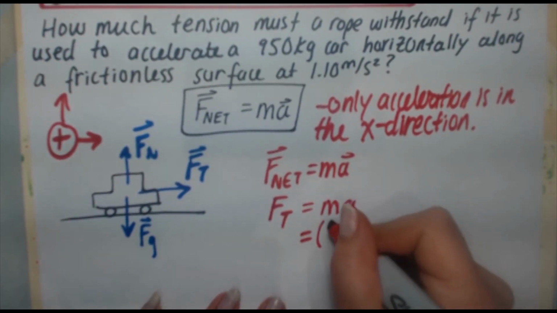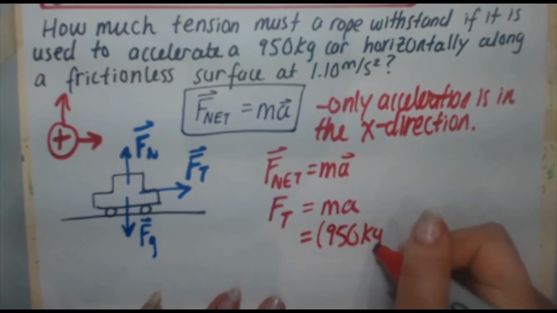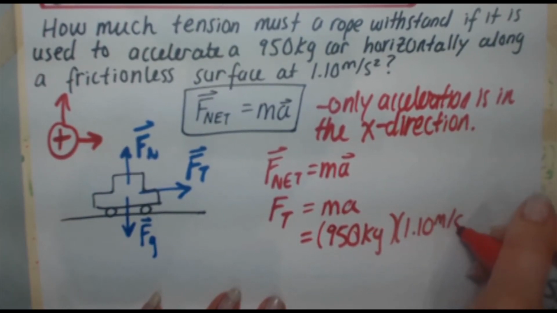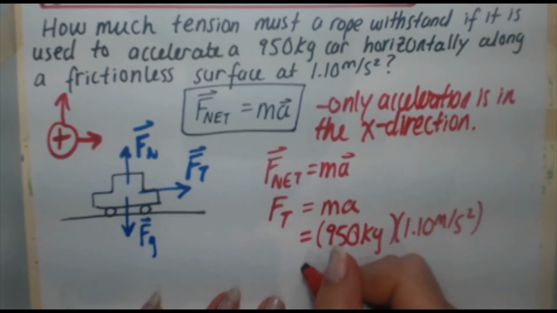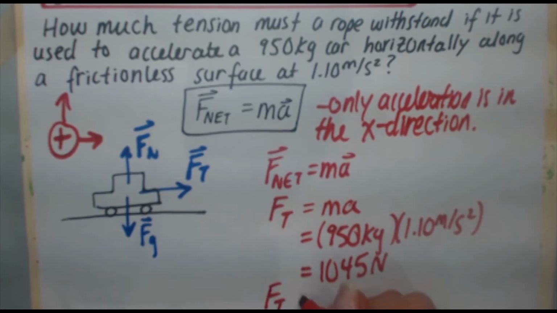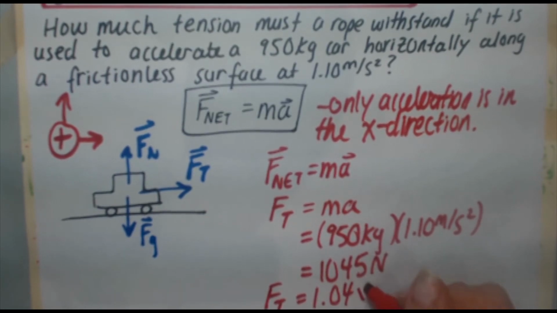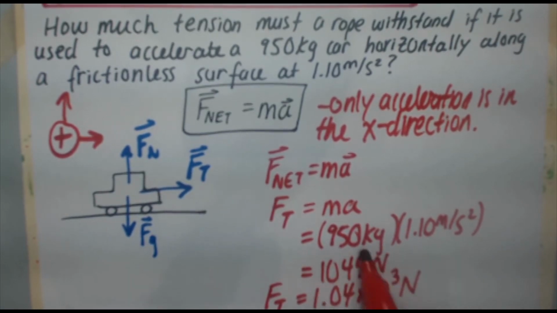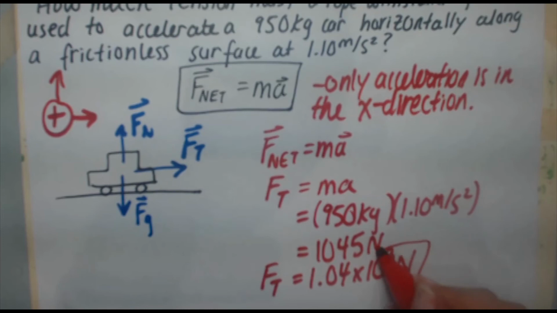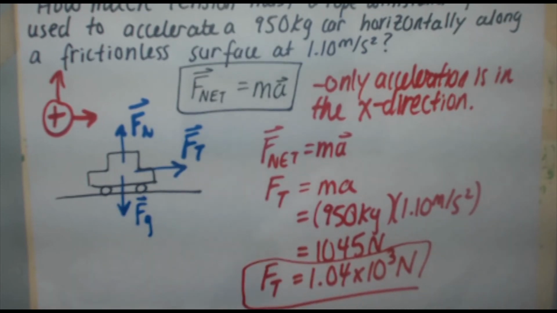Okay, and at this point, it's simply a multiplication problem. Your mass is 950 kilograms, and that mass is being accelerated at 1.10 meters per second squared, which is equal to 1,045 newtons. Therefore, the tension force is 1.04 times 10 to the 3 newtons. This value that we calculated here is expressed to 4 sig figs. We need 3, so I'm going to express this in scientific notation, 1.04 times 10 to the 3, and there is your final answer.